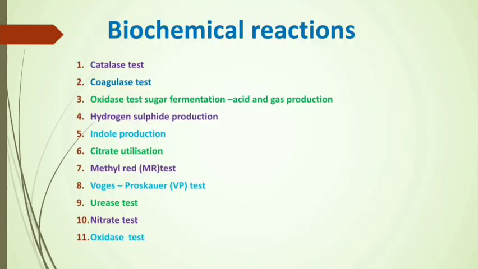Then we do biochemical reactions. There is a series of biochemical reactions to be done to identify one single bacteria. These include catalase test, coagulase test, sugar fermentation test, hydrogen sulfide production test, indole production, citrate utilization test, MRVP test, urease test, nitrate test, and oxidase test. These all we will look at in the next video.